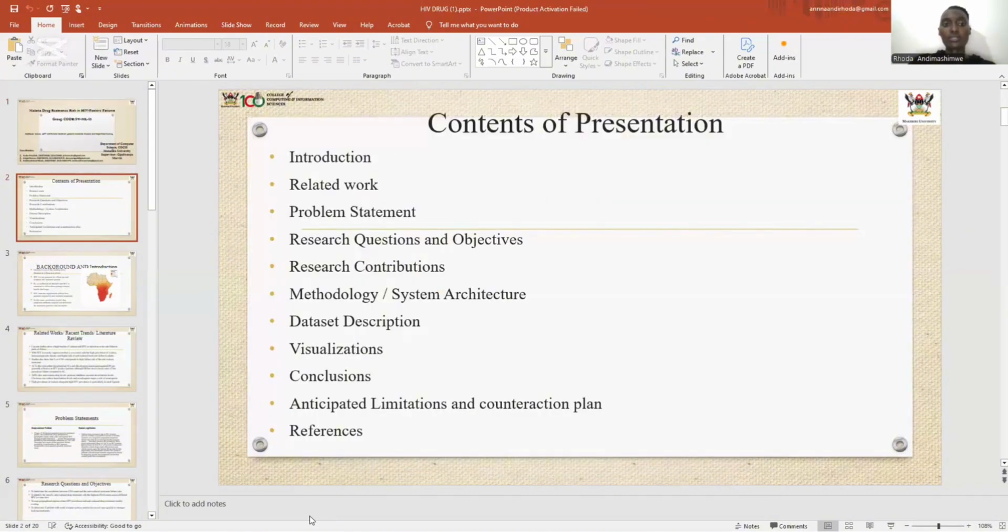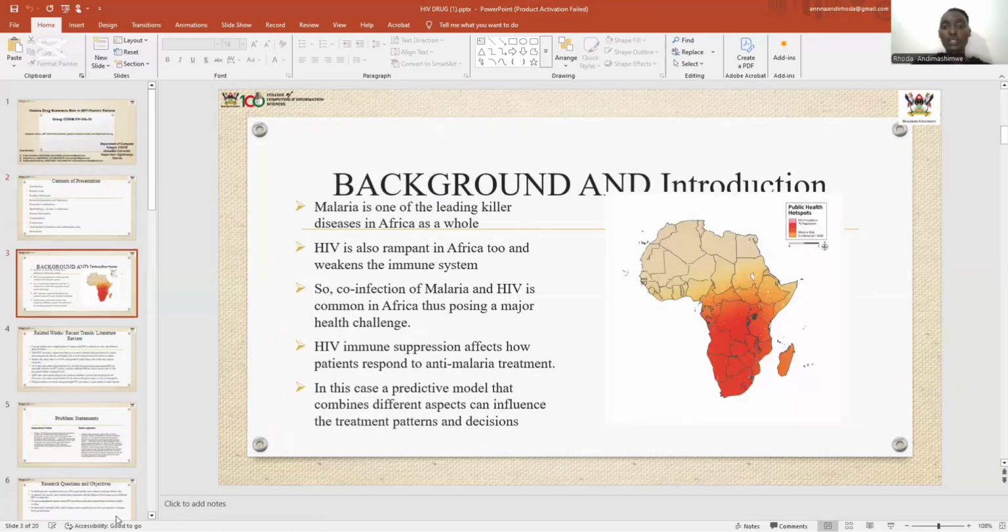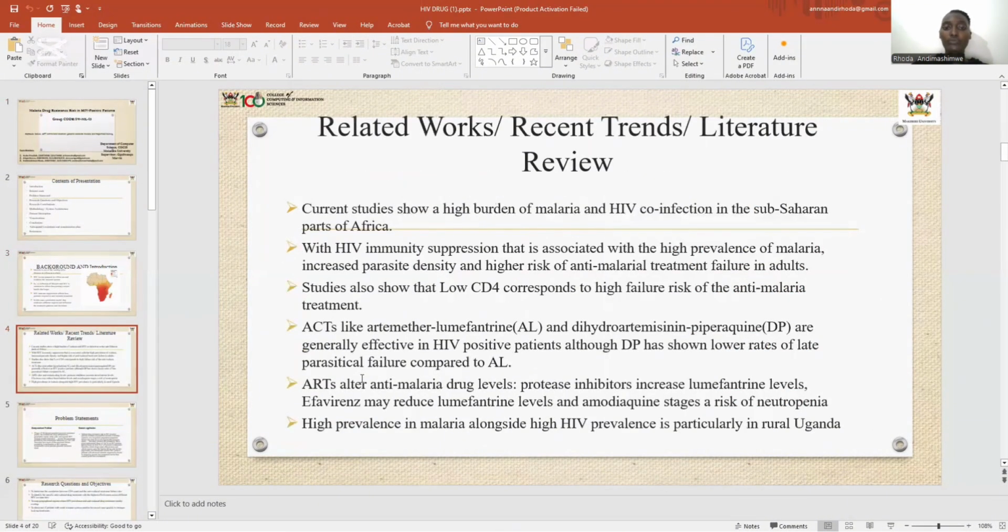These are the contents of our presentation today. Our background is Africa. We know that malaria and HIV are very rampant in Africa, and so they are co-infections. If you have HIV and, because you have a compromised immunity, you get infected with malaria, you're going to be very health challenged. So we're trying to see if these malaria treatment drugs they give you are going to help you or if they're going to just worsen your condition.